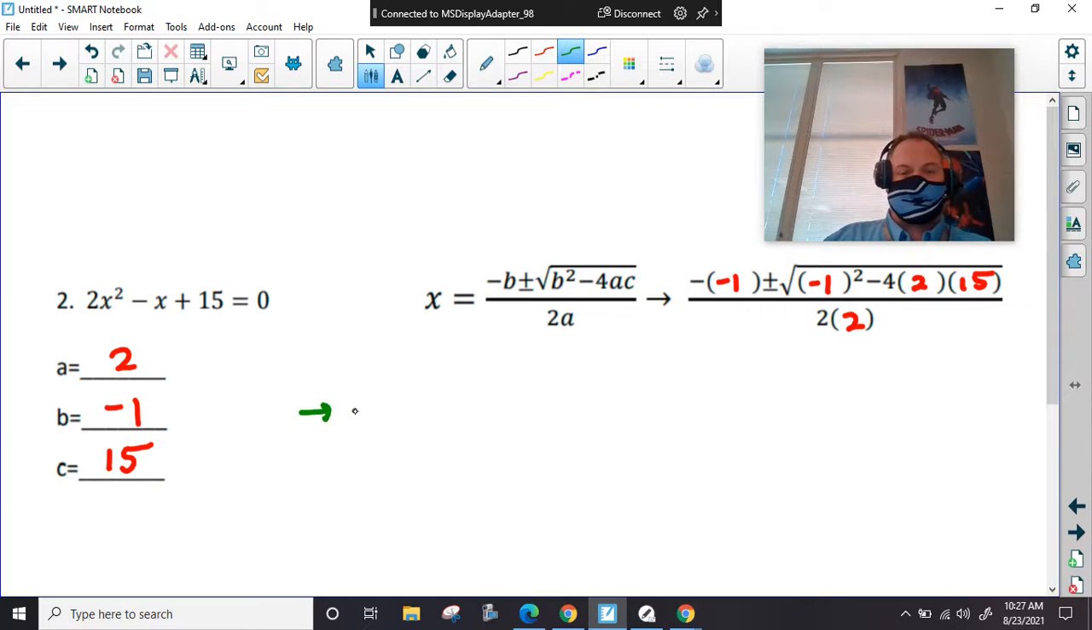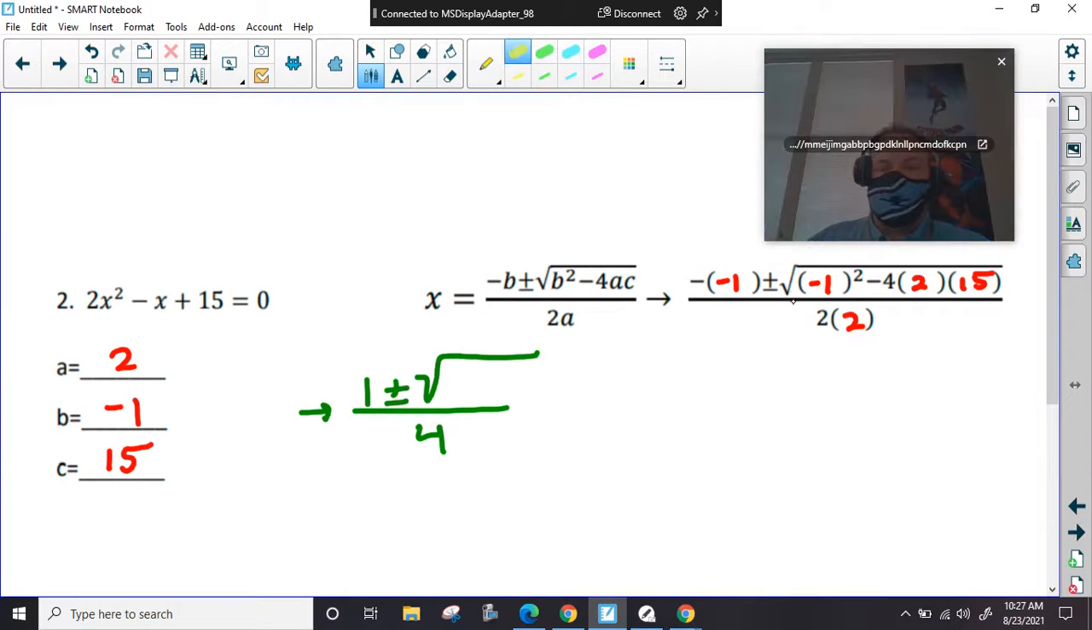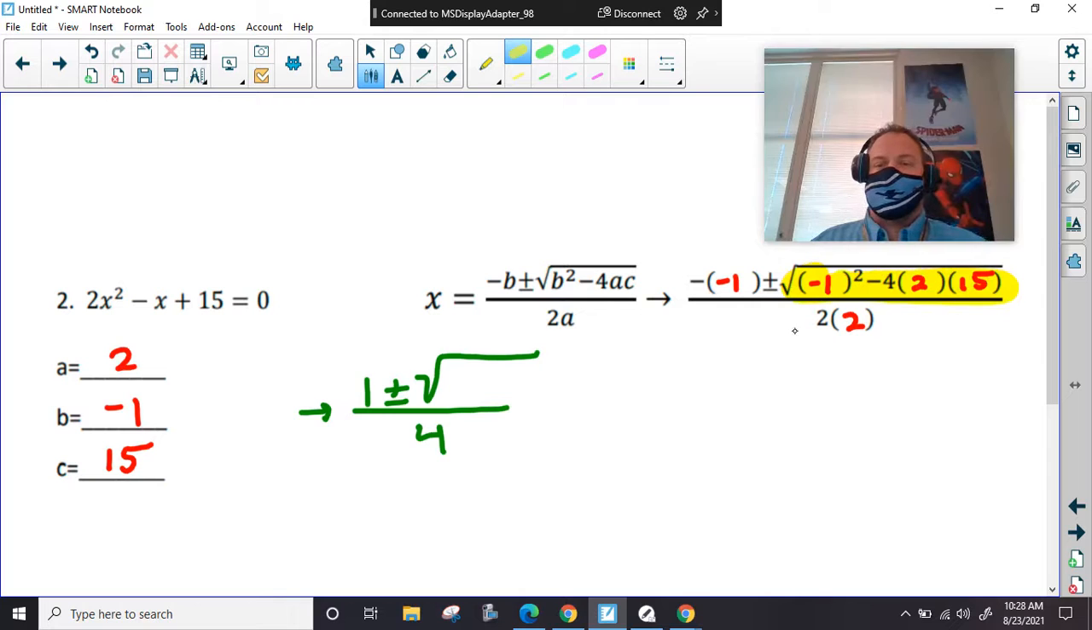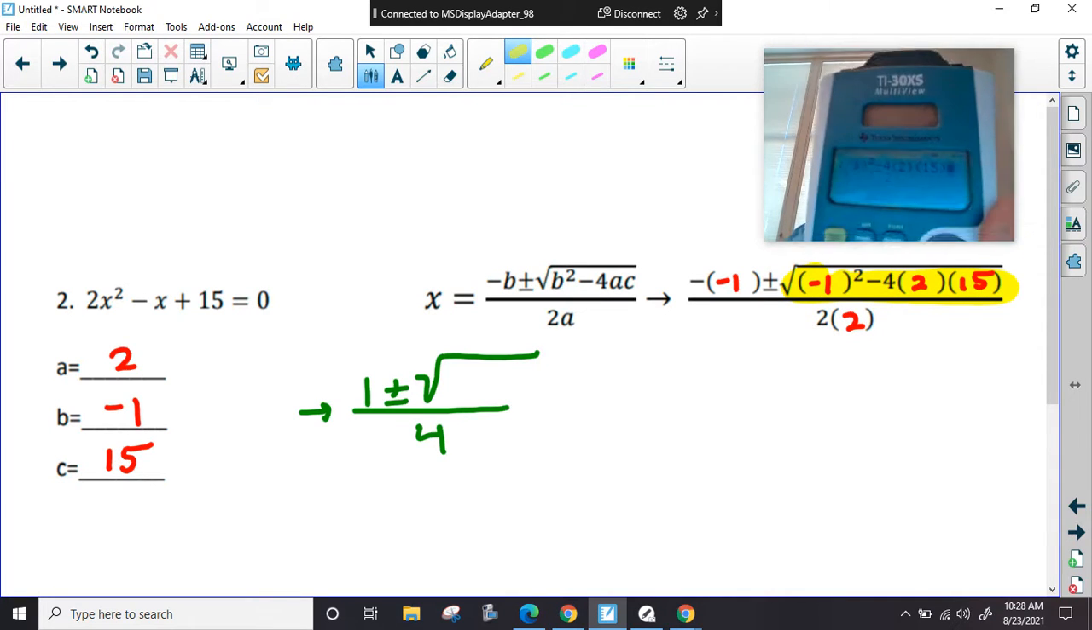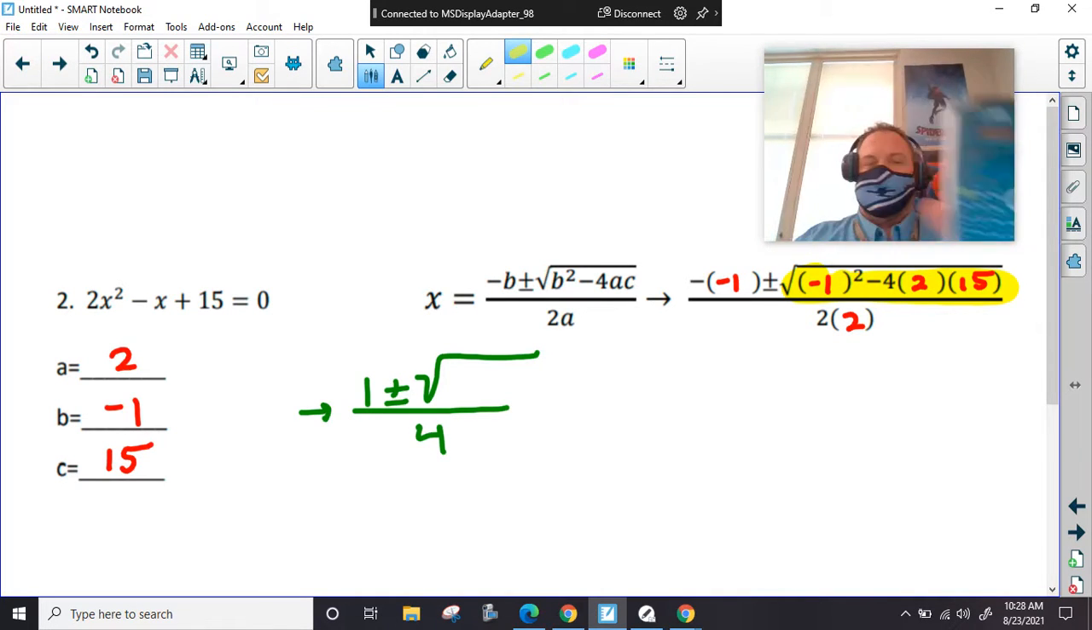We get 4 right here. This is a +1, plus or minus. All right. Now, remember, we're about to do the discriminant, everything right here underneath the square root sign, without the square root. Oh, I screwed that up. Good thing there's a delete button. All right. So I plug it in. I get negative 119.